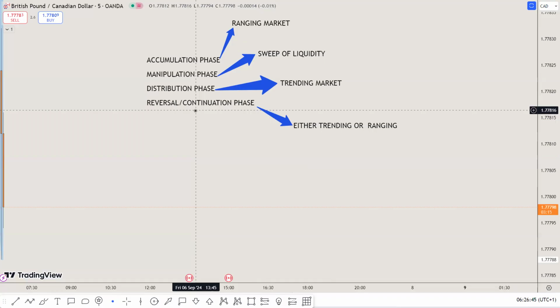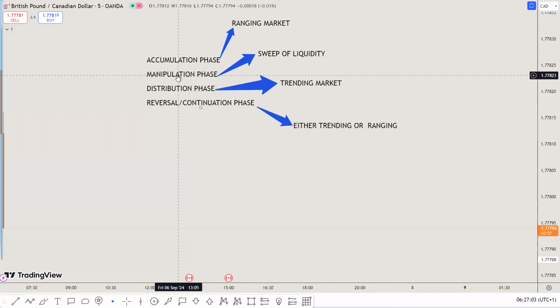And I think that's most important. You don't need to divide your screen trying to figure out, are we in a trending stage? Are we in a ranging stage? Everything is already sorted out for you with this tool. All right. So remember, we said we are working with the manipulation phase.